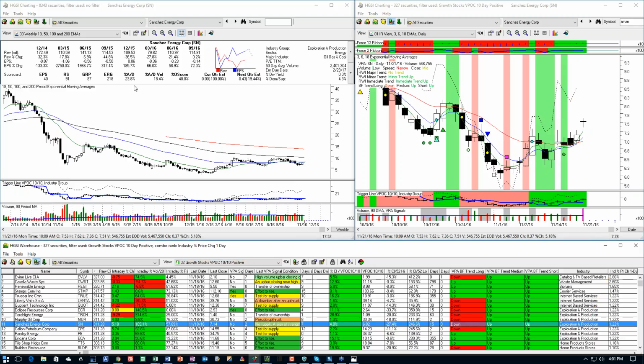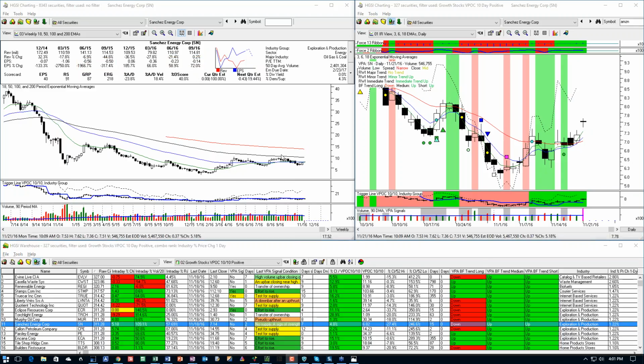Now this stock, let's look up here at the top. I'm going to frame some of these numbers. Sanchez Energy has been losing money, but these numbers are a lot better than these numbers over here. Or did I get those right? Yeah. So that's why this is considered a growth stock at this point, where we have accelerating earnings.